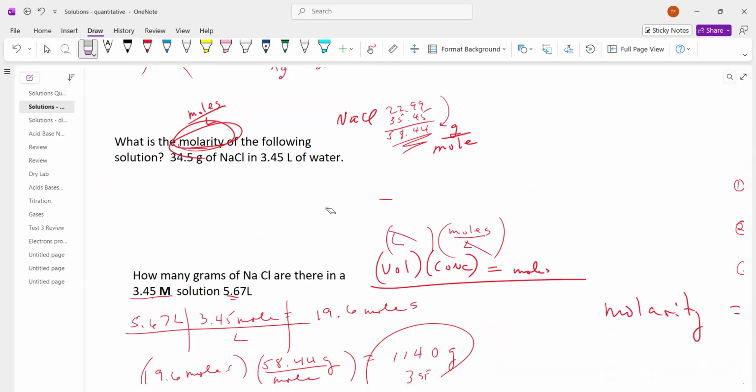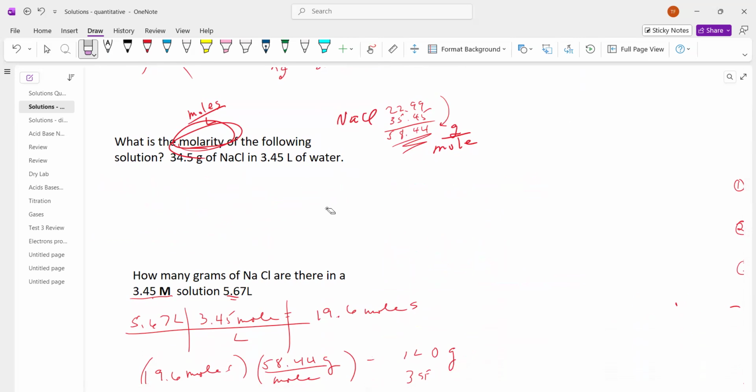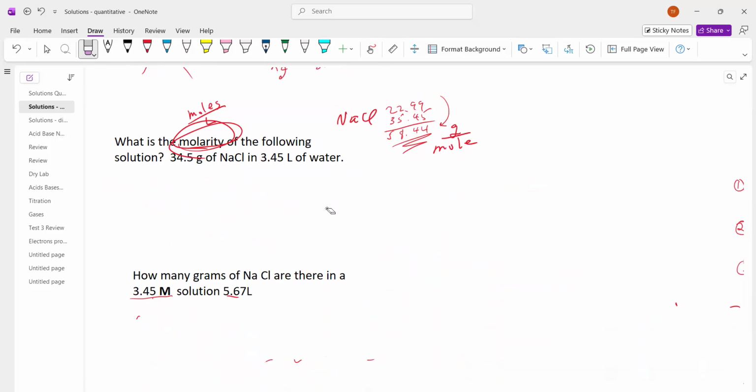And sig figs come into play and all that stuff, just like in unit 2 and unit 1, actually. Now we're using liters, not milliliters. If it's milliliters, you convert to liters. And we're using moles and grams.